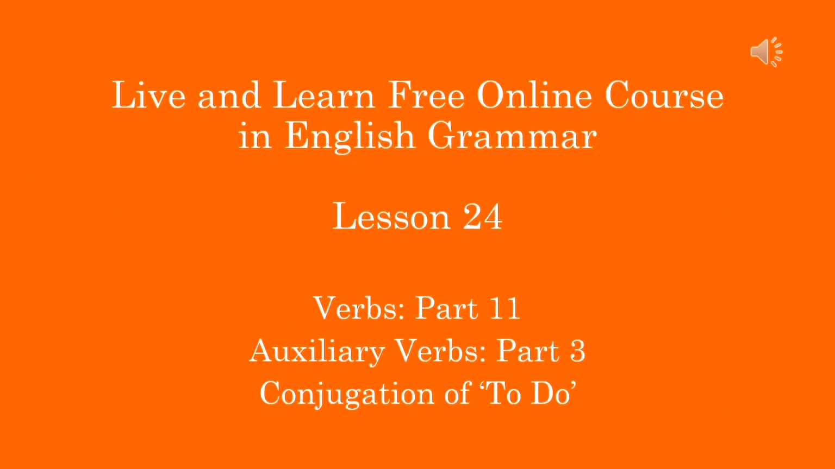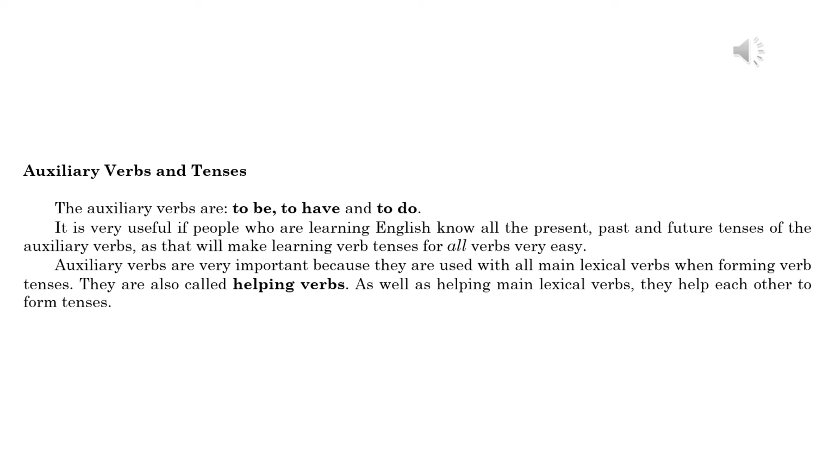Live and Learn free online course in English grammar. Lesson 24. Verbs, Part 11. Auxiliary verbs, Part 3. Conjugation of to do. Auxiliary verbs and tenses. The auxiliary verbs are to be, to have, and to do.